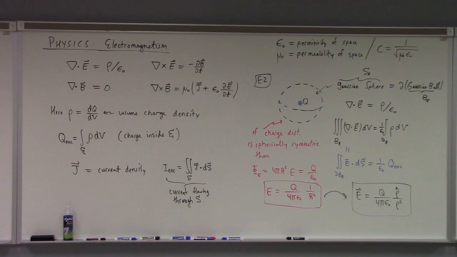So assume that the current is steady. For physical reasons, that implies that partial E partial t is equal to 0. And so in that context, we just have the curl of the magnetic field is equal to mu naught J. So this is what's known as Ampere's law.